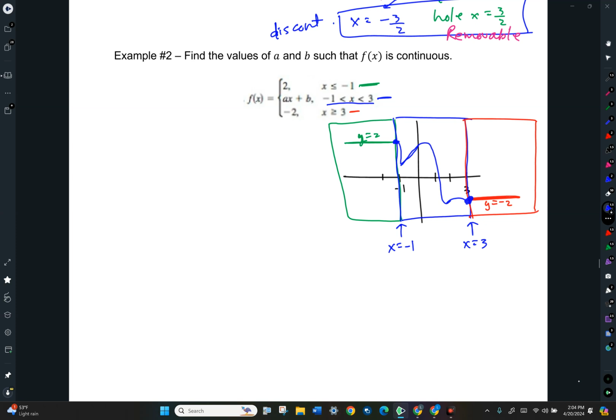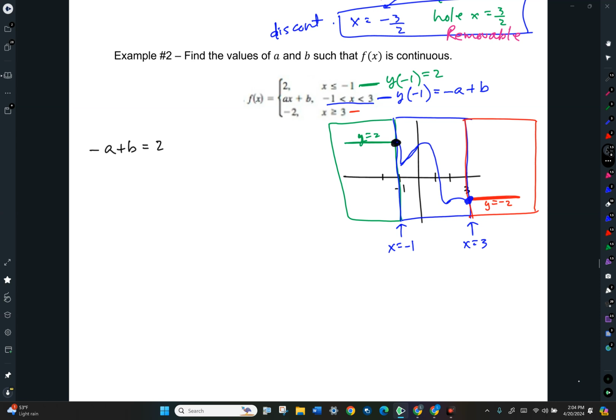Well, let's go up here. Let's look at it. For the green piece, what is the y value when x equals -1? Well, it's a horizontal line at 2, so the y value is 2. What about for the blue piece? What is the y value when x equals -1? Well, if you plug in a -1 for x into the equation, you're going to have a times -1, so -a plus b. So if I want those y values to be the same, then I need -a plus b to equal 2. That is going to force these two pieces to come together.